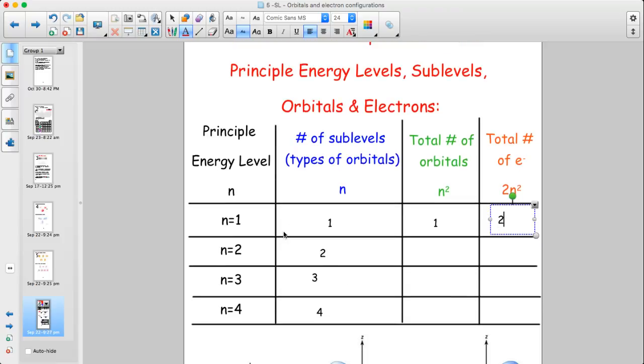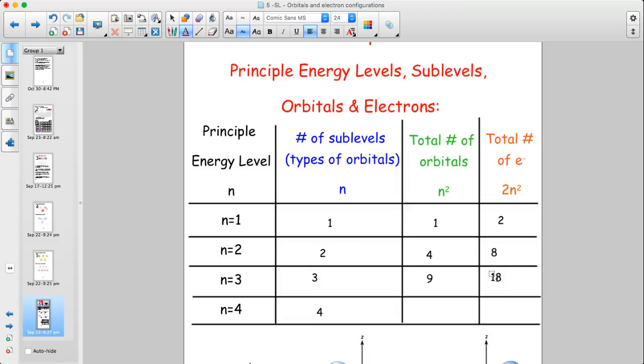So to summarize what that all means, in the first energy level, there's only going to be one kind of orbital. There's only going to be one orbital total, and it can hold 2 electrons. In the second energy level, there's 2 different kinds of orbitals. There are going to be 2 squared, or 4 total different orbitals, and that means that there can be 8 electrons in the second energy level. The third energy level has 3 kinds of orbitals, which means there's going to be 9 total different orbitals and a total of 18 electrons in the third energy level.